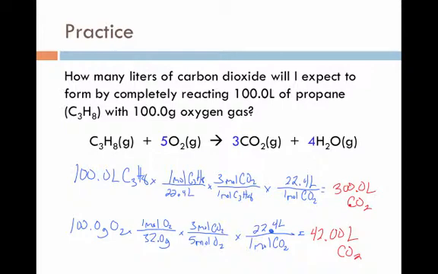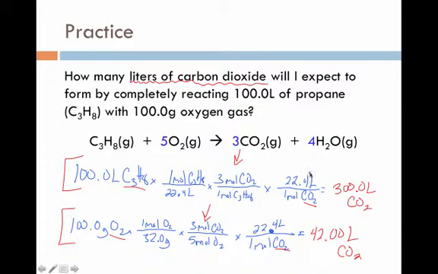So taking a quick look at the work that we've done for this problem, we were able to identify the fact that we have propane and oxygen gas reacting. We did a stoichiometric calculation where we started with the amount of propane, and a separate problem where we started with the amount of oxygen. We went through the entire stoichiometry process using two different mole-to-mole ratios, one for each comparison of C3H8 to CO2, and one for O2 to CO2. We converted our answers into the desired unit, which in this case is liters of carbon dioxide.